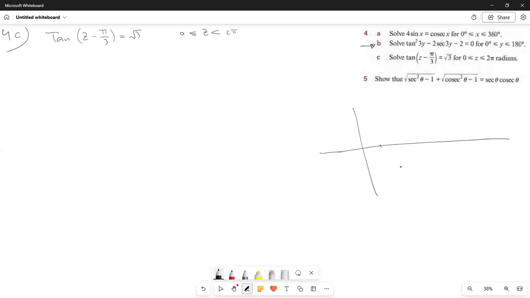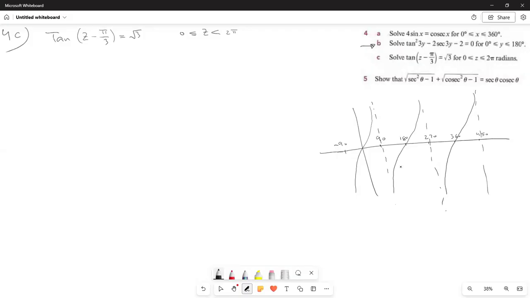Remember, it is between 90 and minus 90. It goes something like this. In the same way, I have 180, 270, 360, 450, and the next cycle comes here, and the next cycle comes over here. So there is an asymptote at 90 degrees, an asymptote at 270 degrees, and an asymptote at 450 degrees.